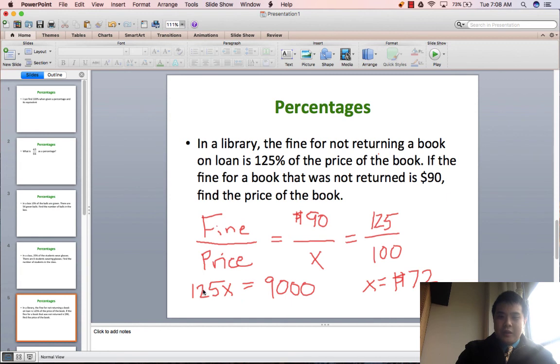You cross multiply to get 125x equals 9,000. Divide both sides by 125. This gets us x equals 72.